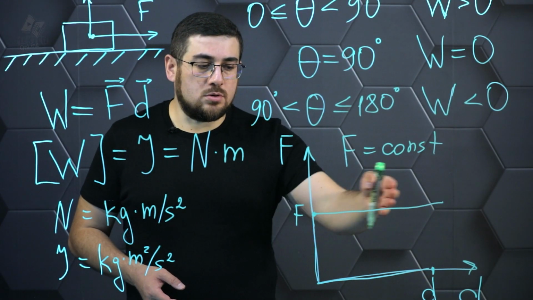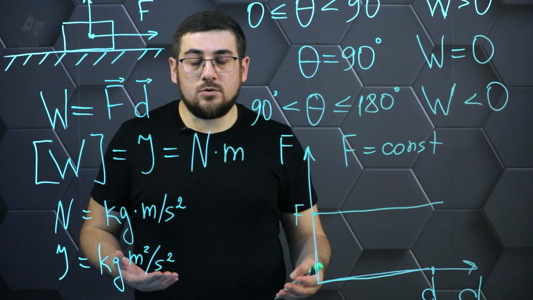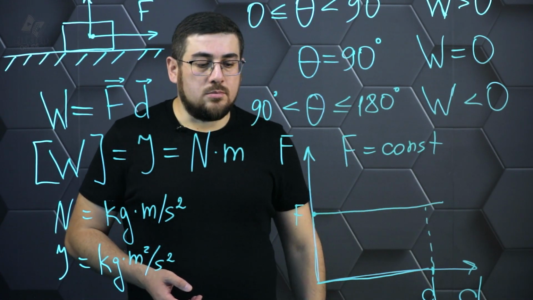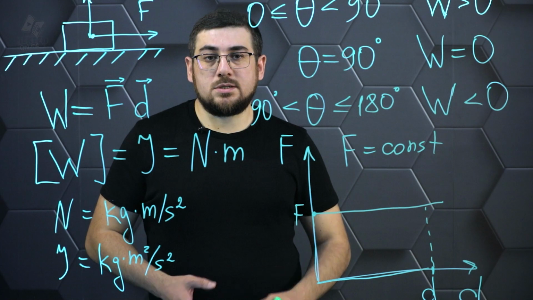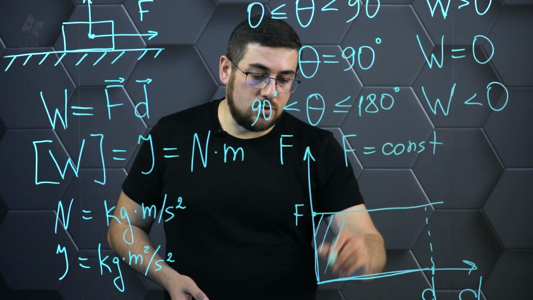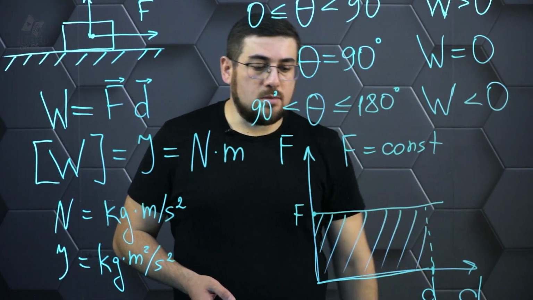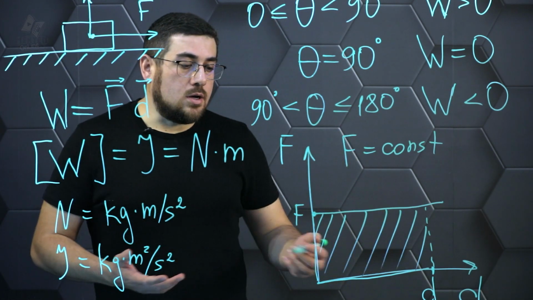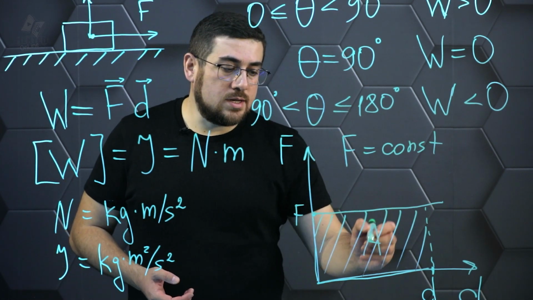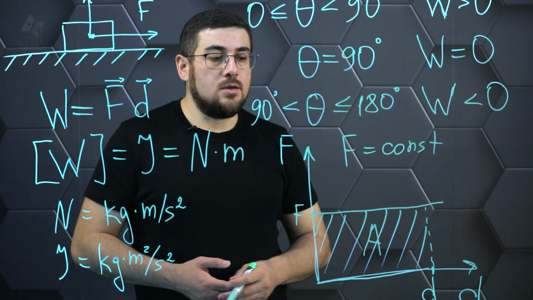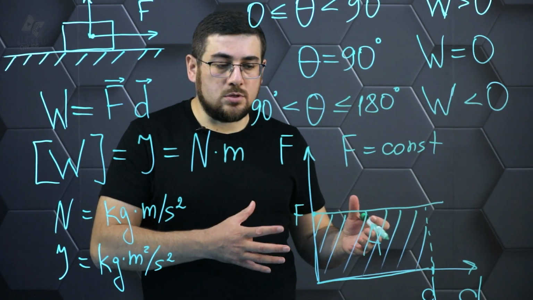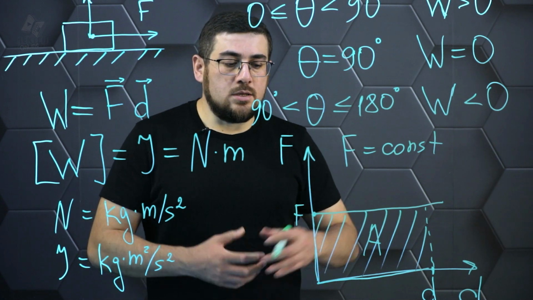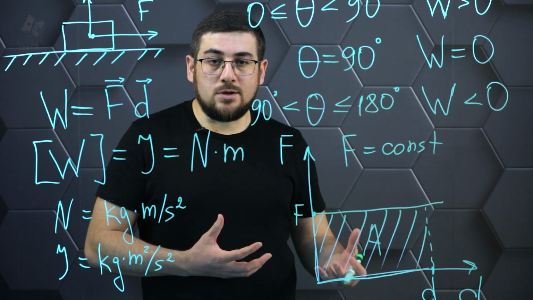Then the work of moving this object is the product of force on displacement. We can see that we've ended up with a shape called a rectangle. And the product of its two sides gives us directly the area of the rectangle. Thus, you and I conclude that graphically the area of the figure under the graph of force will give us the value of the work performed by this force. Moreover, it will not depend on how this graph looks.